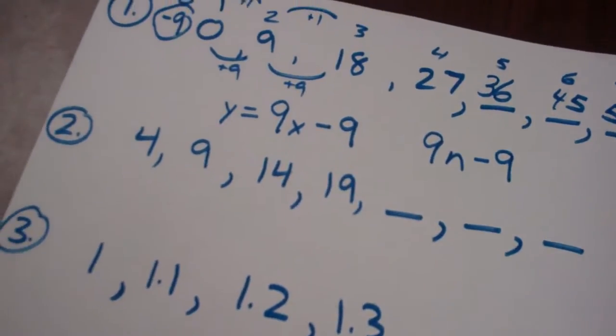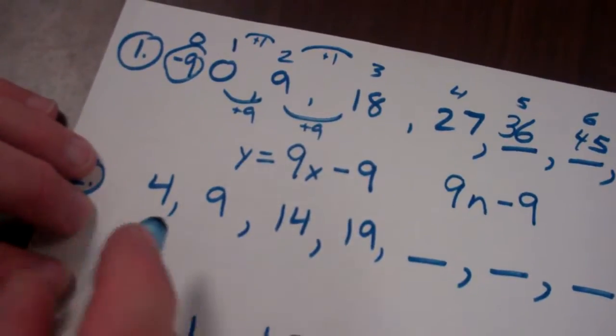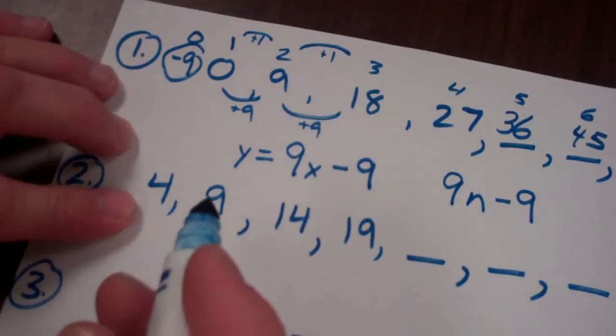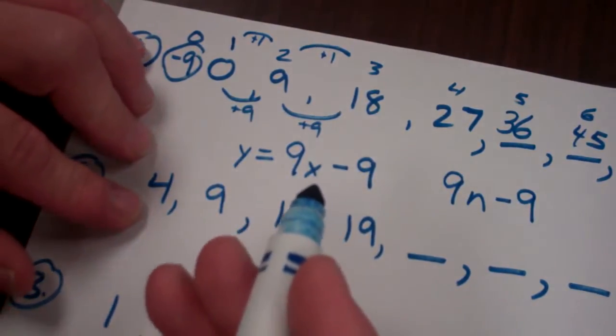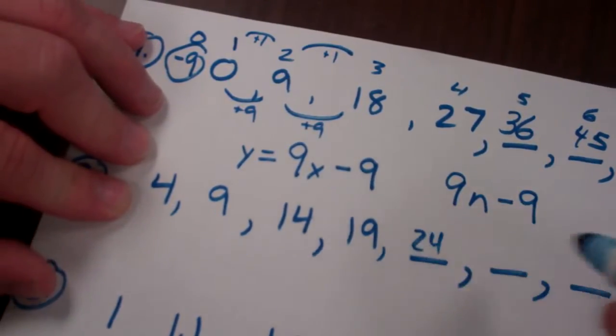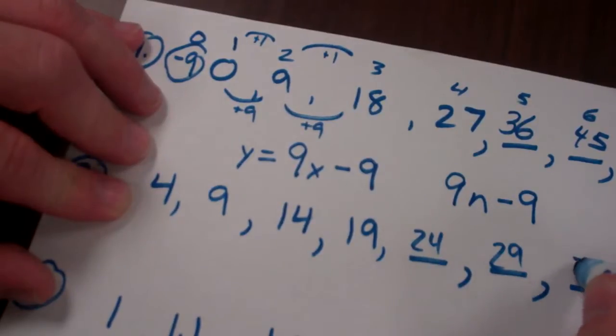All right, so let's try another one of those. Second one: 4, 9, 14, 19. You can find that out pretty quickly, that we're adding 5 each time. So if you're going to write the rule, it's add 5 to the previous term. You could continue that out. That would be 24, that would be 29, 34.